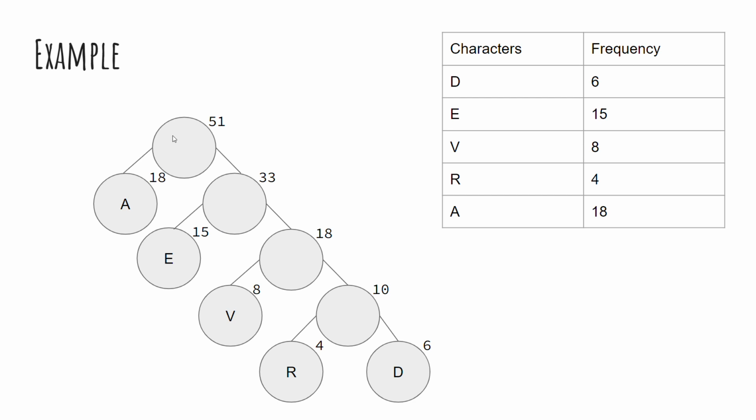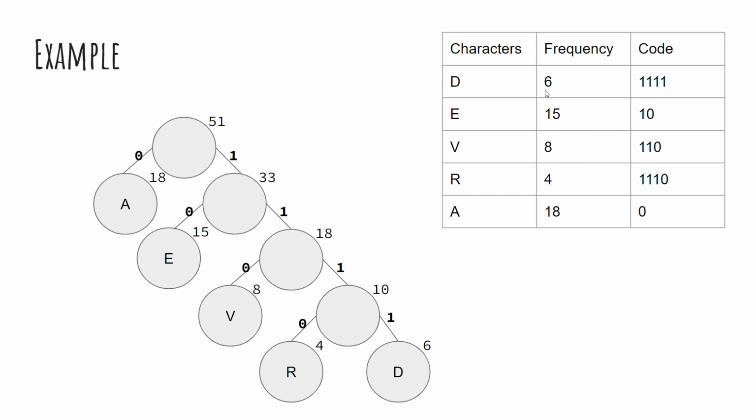And now we'll give values to each of these edges. So we give value 0 to the left edge and 1 to the right edge. So we get 0 over here, 1, and then 0, 1, 0 over here, 1, 0 and 1. And based on this, now we can encode these characters.